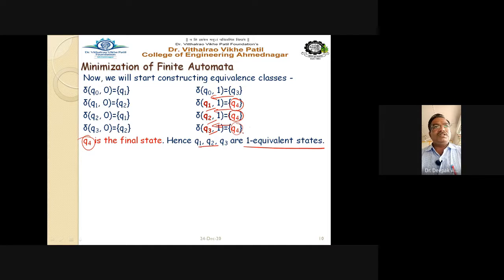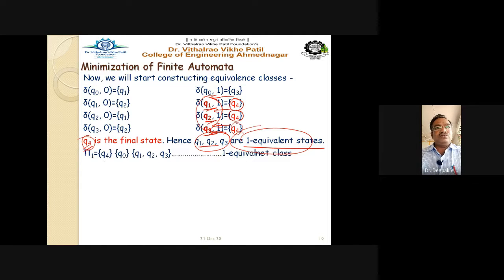So first we see Q4, and which transitions give us the final state: the transitions of Q3, Q2, and Q1 give us the final state. That's why I directly write in the conclusion that Q1, Q2, Q3 are one equivalent state. So we write here pi 1 equal to Q4, which is already separated out, and Q1, Q2, Q3 make one set, and the remaining is only Q0. This is called one equivalence class, that is your pi 1. Initially it is pi 0, now we are converting it into pi 1.